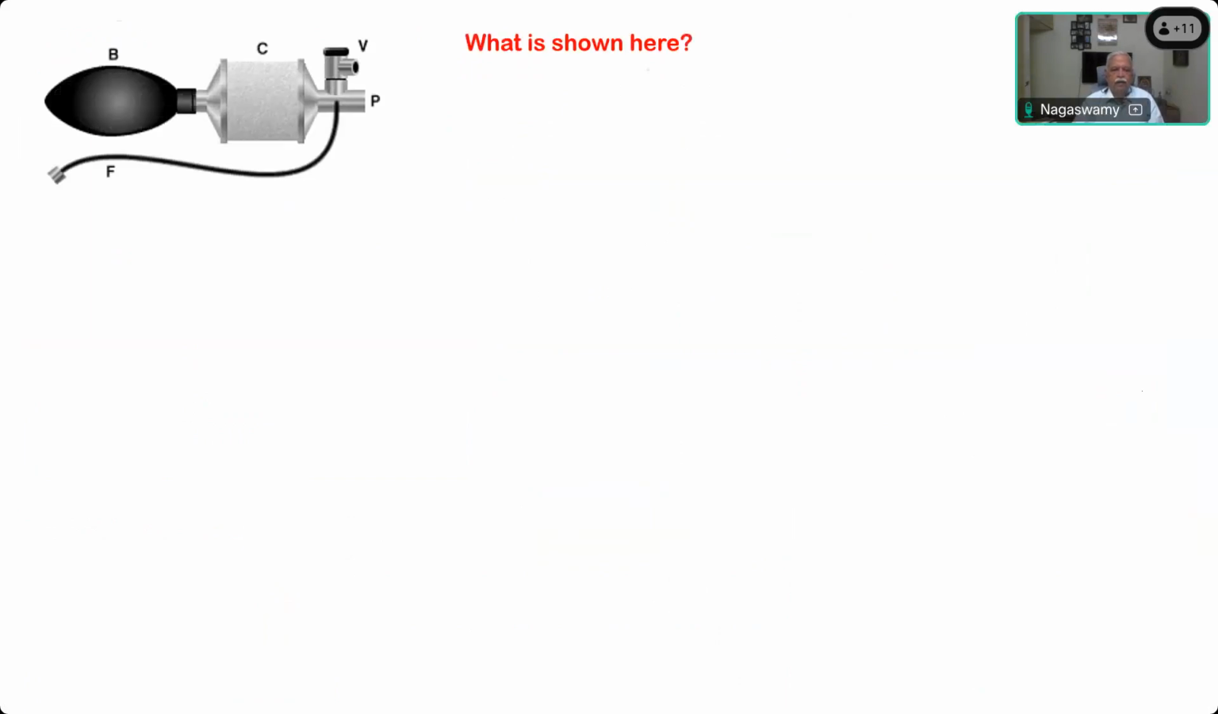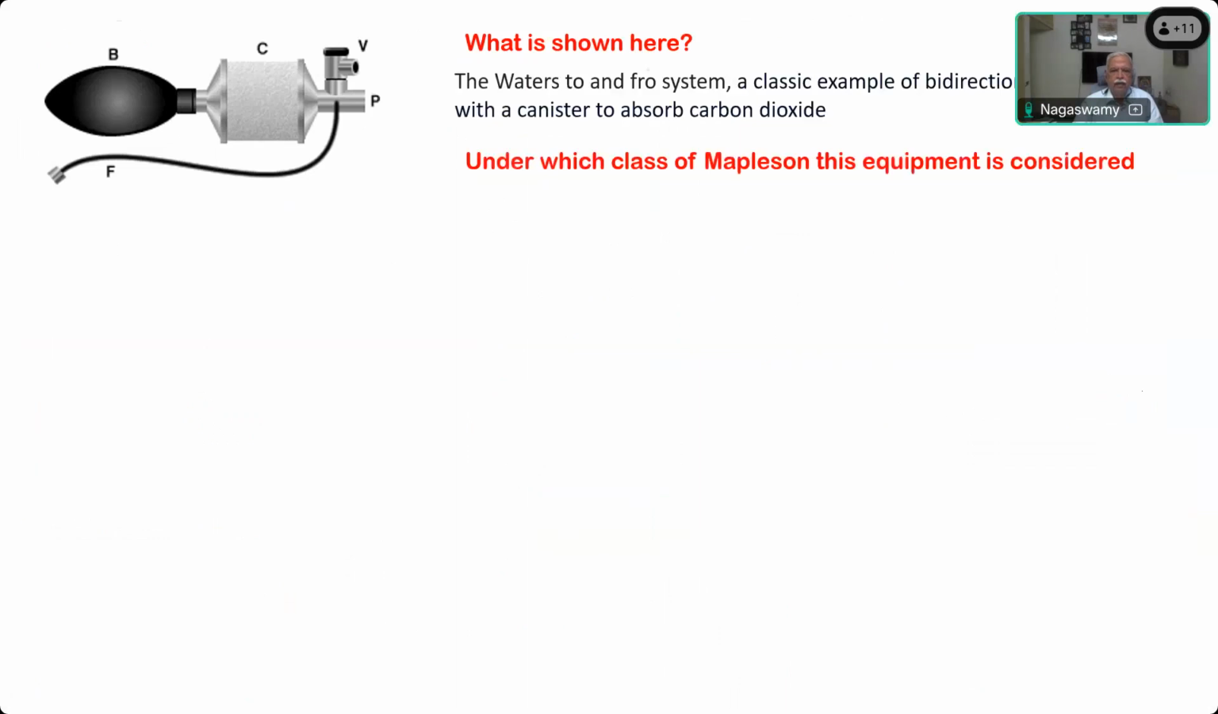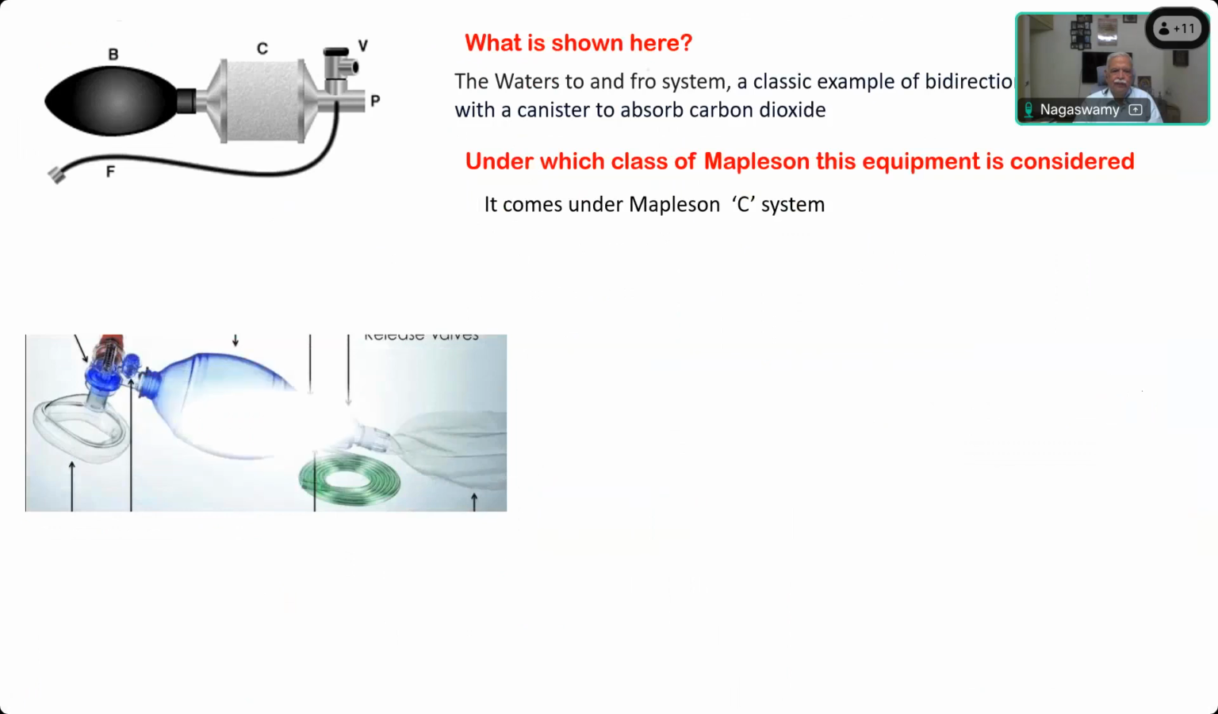Next again comes a museum specimen. Are you able to identify this? Waters' to and fro system. It is a classic example of a bidirectional breathing system with a canister to absorb carbon dioxide. Under which class of Mapleson does this equipment come? Already I have told it. Mapleson C. It comes under the Mapleson C system.